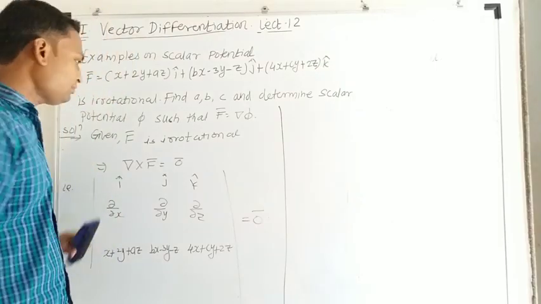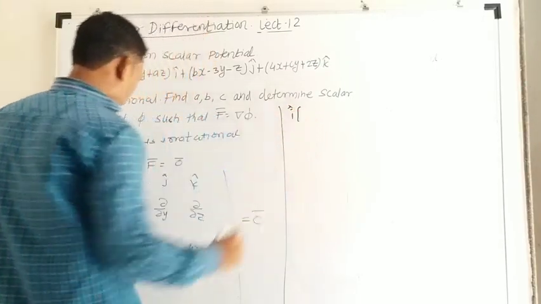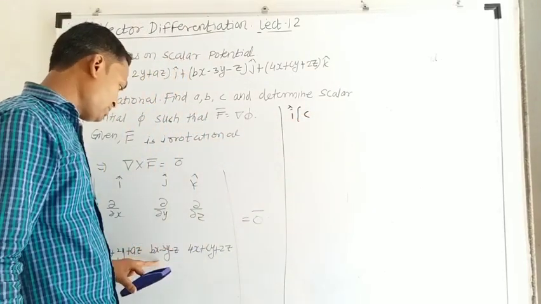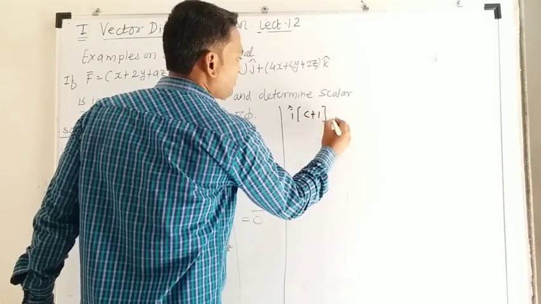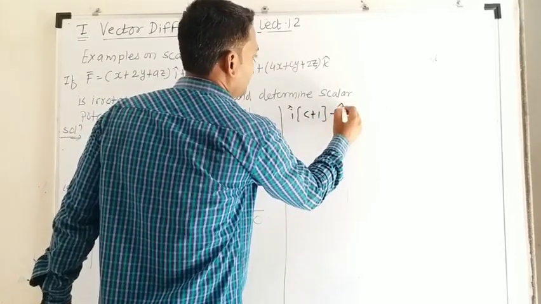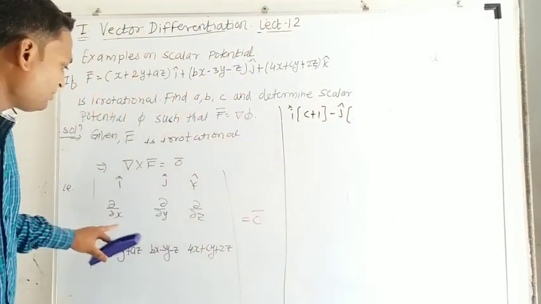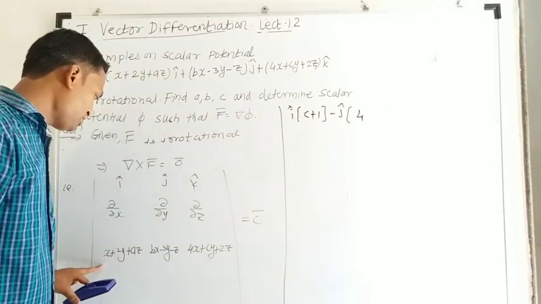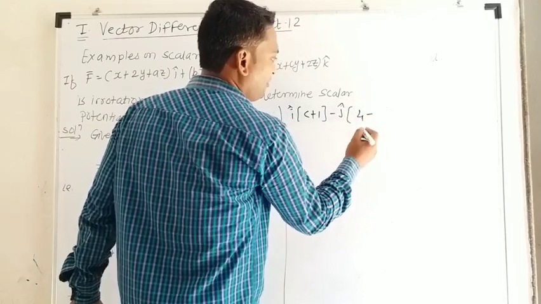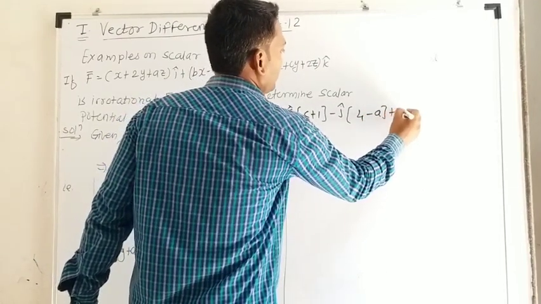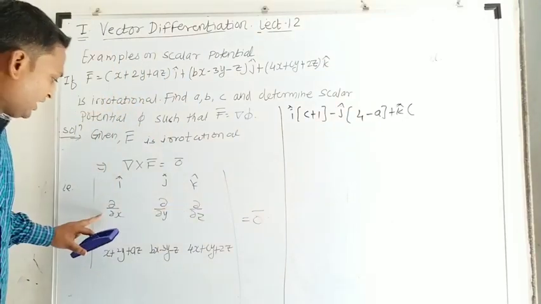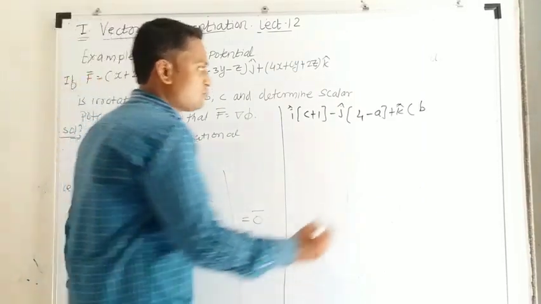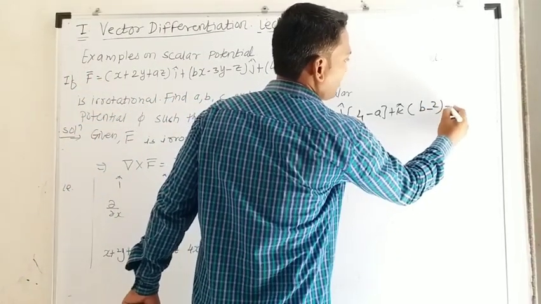So first, i into: del by del y, derivative with respect to y is c, derivative with respect to z is minus 1, minus will become plus, so c plus 1. Minus j into: del by del x, with respect to x is 4, then del by del z of this with respect to z is a, and in between we have minus, so 4 minus a. Plus k times: del by del x is b, and del by del y is 2, in between we have minus, so b minus 2, equal to 0 bar.